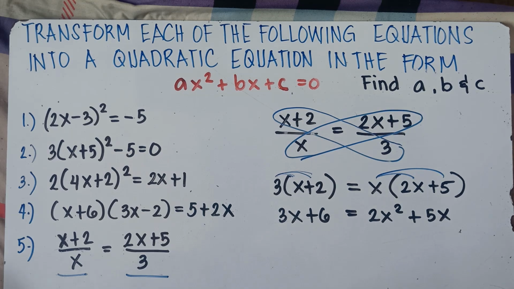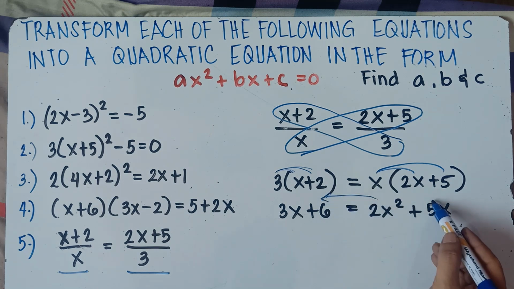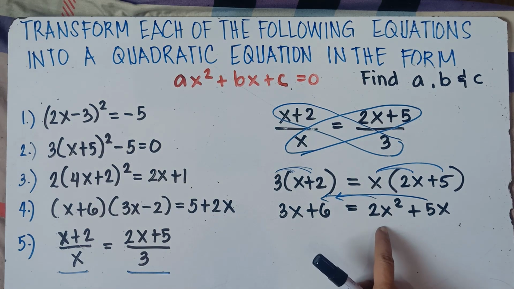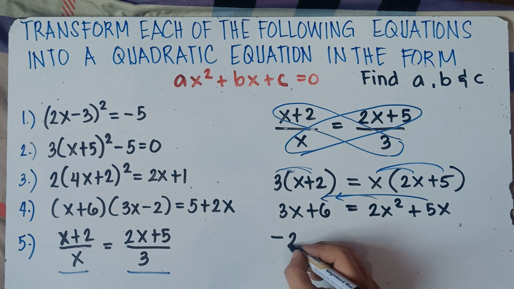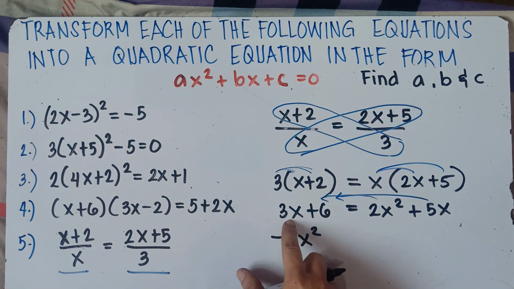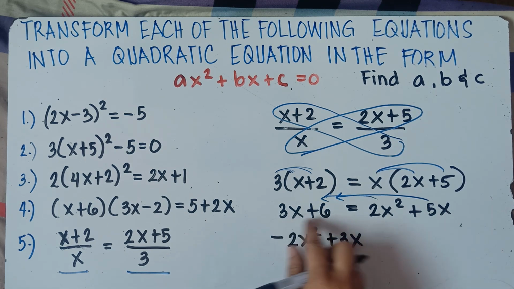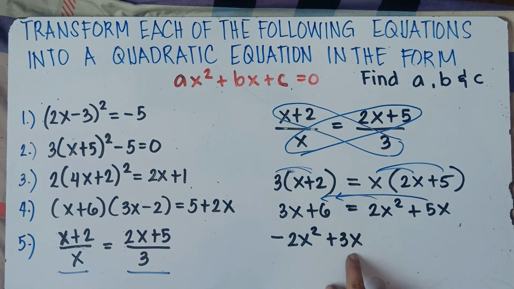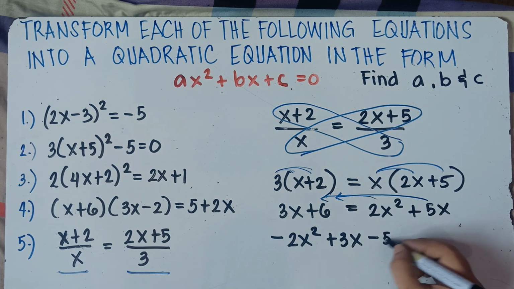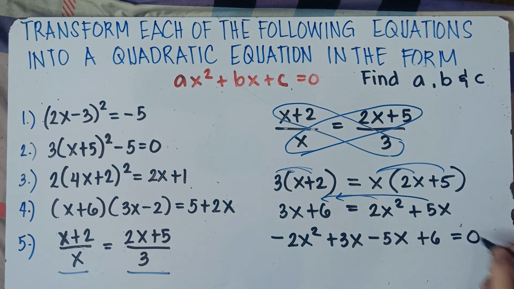Alright, and then we transpose 2x squared from right to left, as well as 5x from right to left. So this is positive 2x squared, it will be negative 2x squared. Once again, x squared comes first. And then we have 3x on the left, so do not change the sign of 3x. 3x is already on the left of this equal sign, so simply copy 3x. We transpose 5x. This is positive 5x, it will be negative 5x. And then simply copy positive 6. Then equal 0.